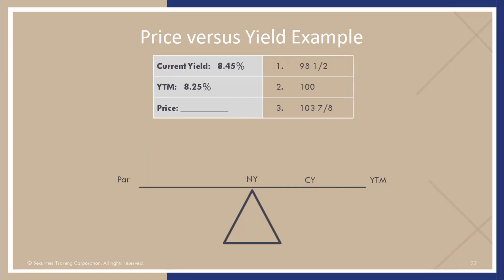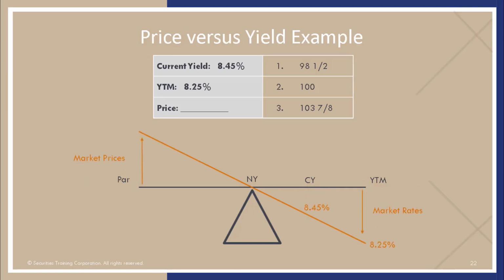We have here a current yield of 8.45% and a yield to maturity of 8.25%. We don't know the price, and we're given three choices. One is 98.5, the other one is 100 or par value, and the third one is 103 7/8. So we have a discount, par value, and a premium price. Let's go back to the seesaw or teeter-totter and see what happens.